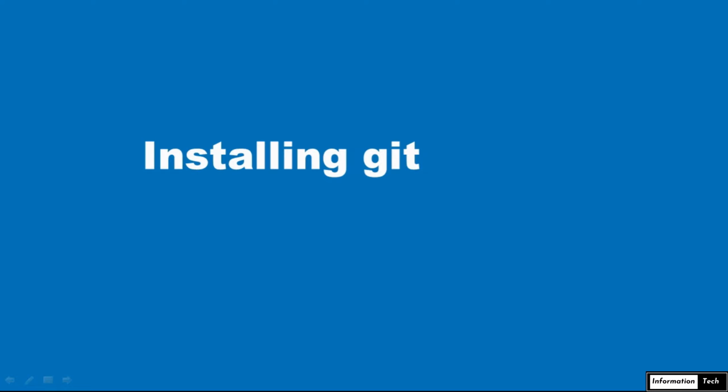Welcome. In this video, we are going to download and install Git. Git is a distributed version control system and it's free to download and use. You can download Git from this link here. So let's head over to the download page.